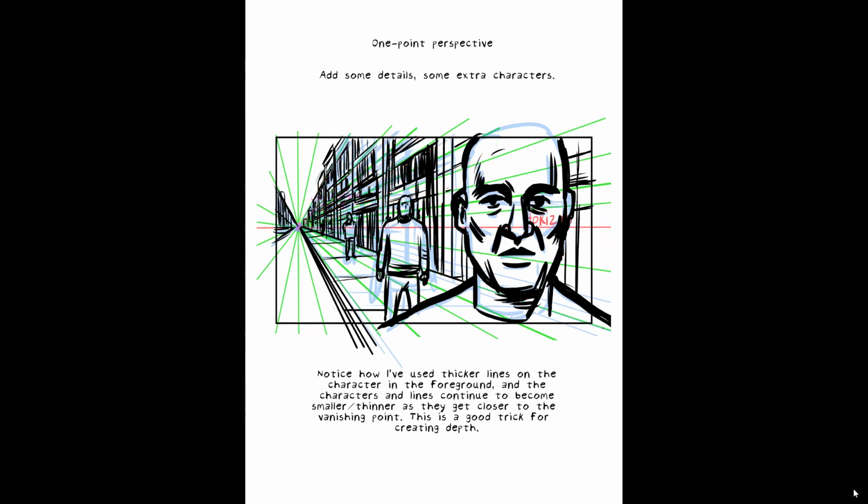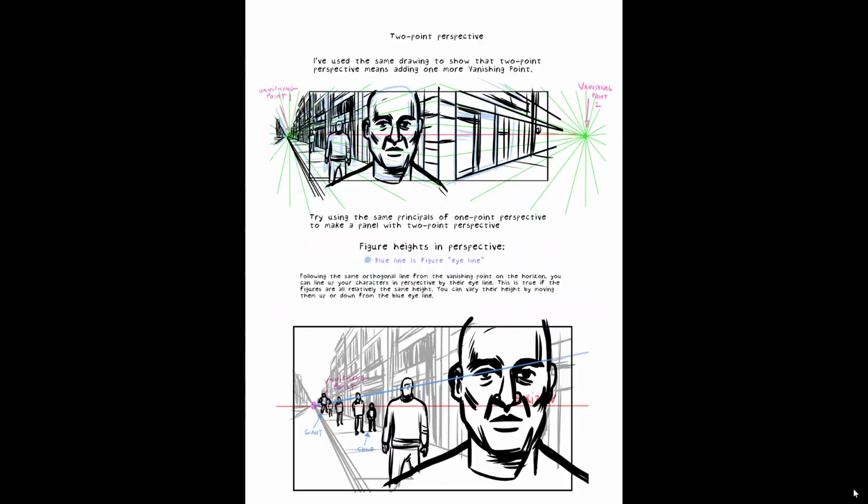One good thing to know, or one little trick I like to use when I'm putting characters into space in these scenes, is using thicker lines on the characters in the foreground, and for the characters and objects in the background, the lines get thinner and thinner as you go back into space. This is one of the easiest tricks to create more depth, and it really works.